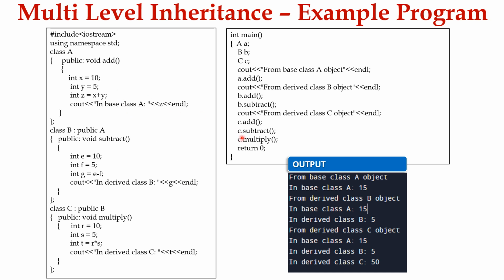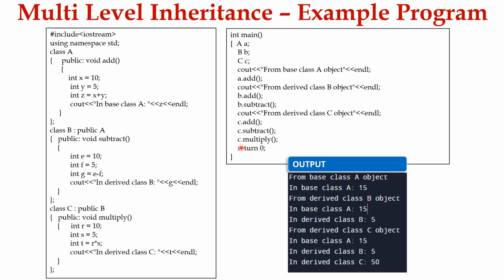So the next statement is c dot subtract. Immediately after this statement, the control moves from main function to the class B subtract function, where we perform e minus f, that is 10 minus 5, and we store the value 5 in the variable g, and it is displayed to the user using the cout statement. We can see here in derived class B, the value of e minus f, that is 10 minus 5, is 5, displayed to the user. After displaying this, the control is transferred to main function again.